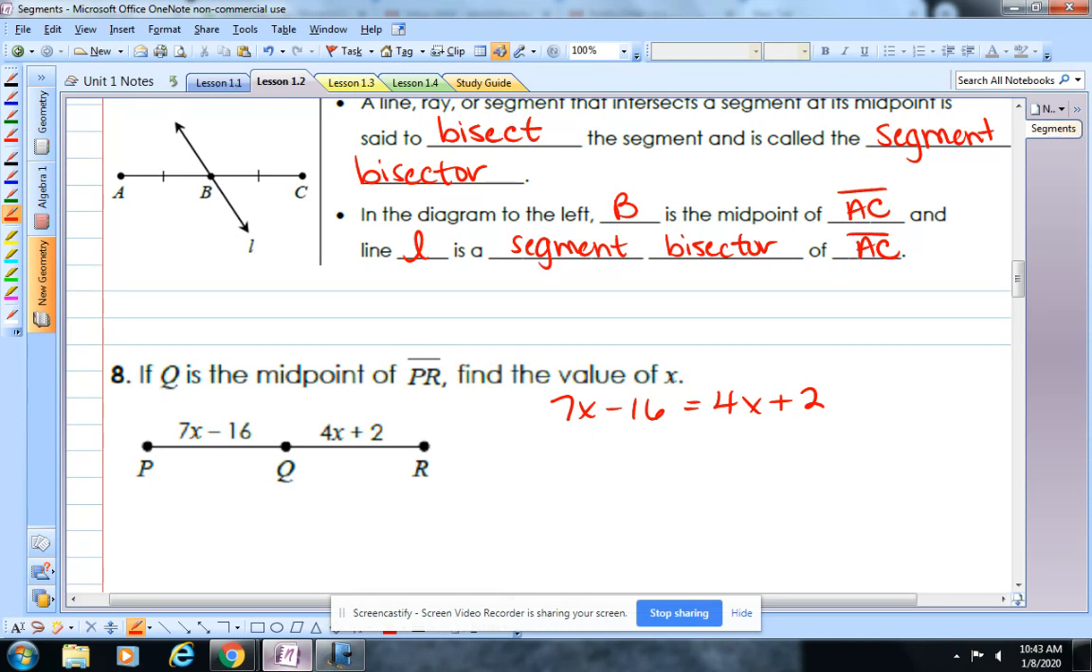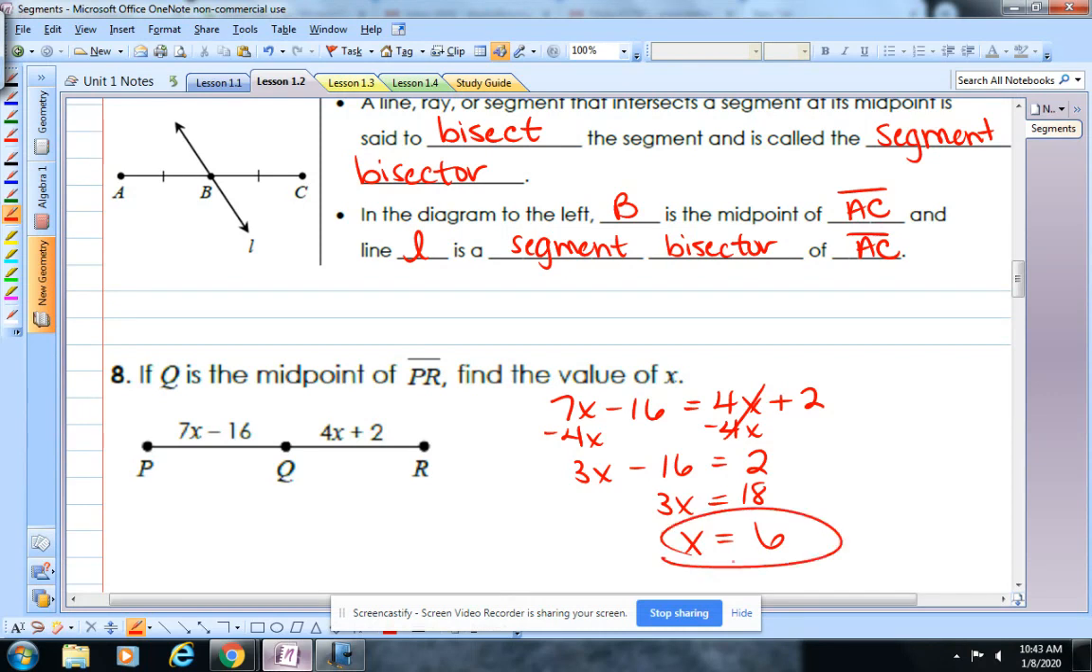So I'm going to subtract my 4x. What's 7x minus 4x? 3x minus 16 equals 2. I add 16. 3x equals 18. Divide by 3 and x equals 6. Now, if it told me inches or centimeters or whatever, you need to make sure you put that unit with your solution. But they didn't.